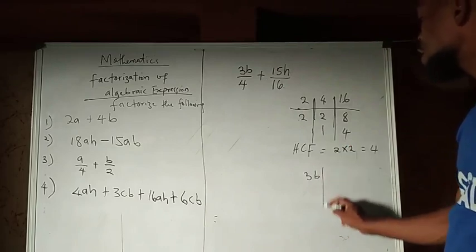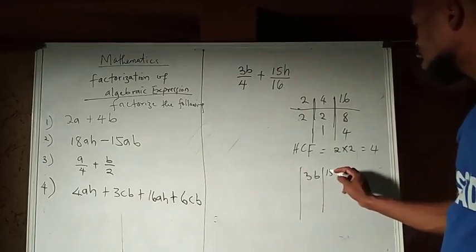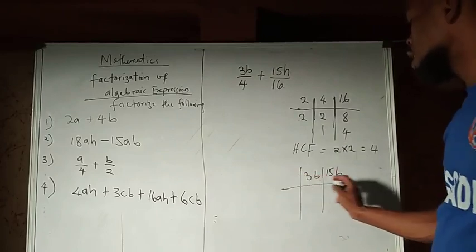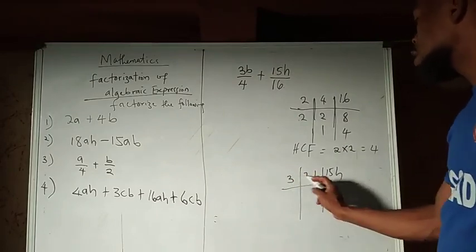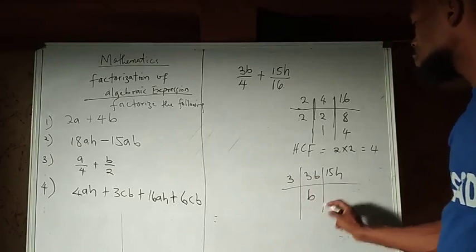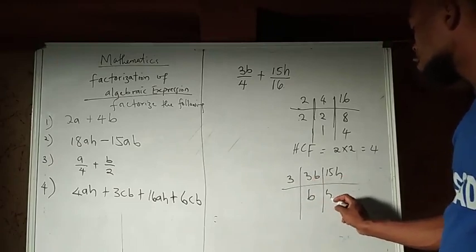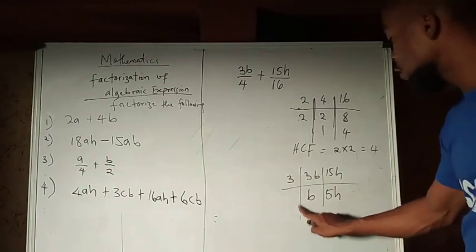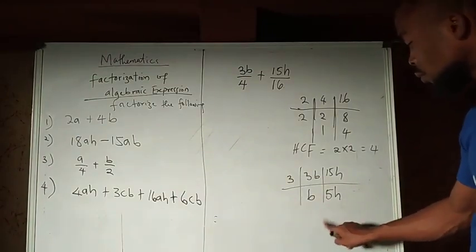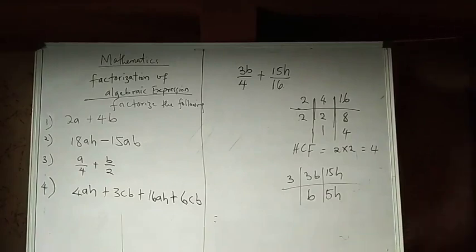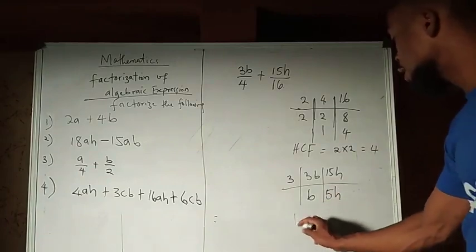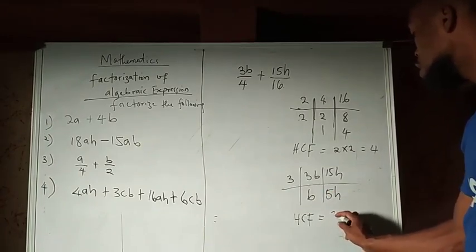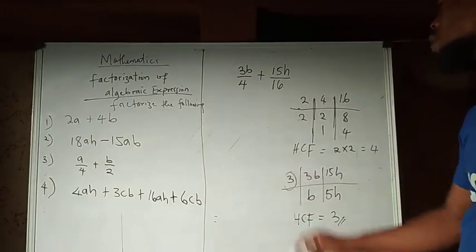So let's look at the highest common factor of the numerator. Here we have 3b and we have 15h. So what can divide this and this? I know 3. 3b divided by 3 will give us b. 15h divided by 3 will give us 5h. Okay, so that means the HCF of the numerator is what? 3, because that's the only thing we have here.